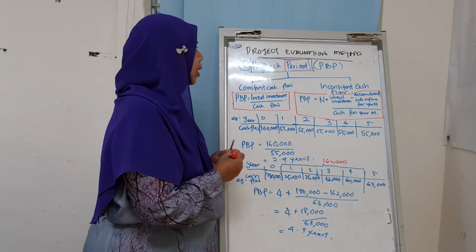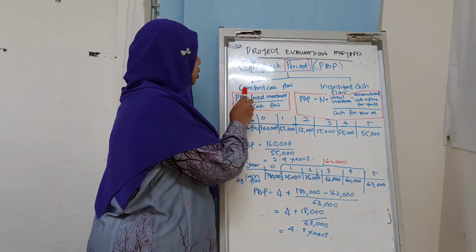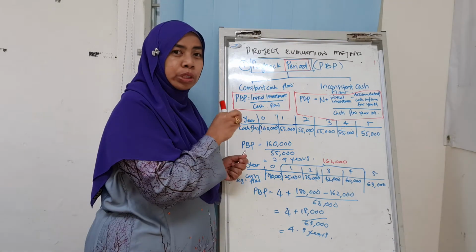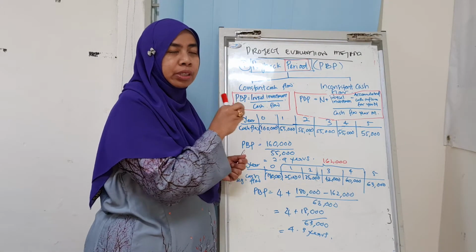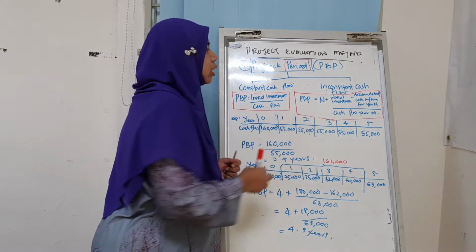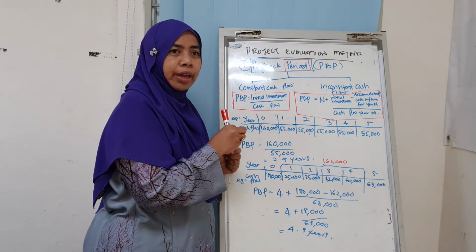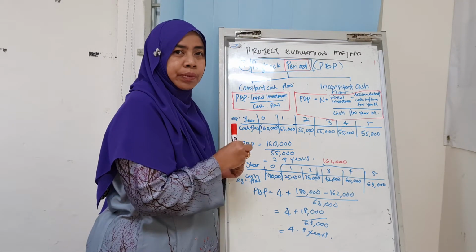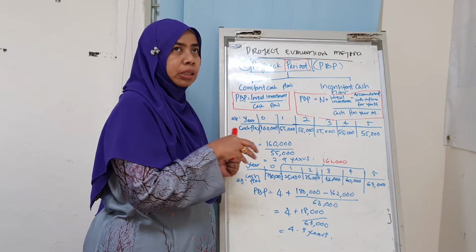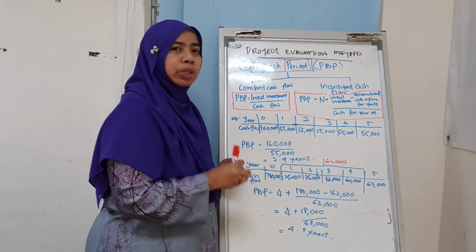Alright, in payback period they have two types. The first is constant cash flow, the second is inconstant cash flow. Constant cash flow maksudnya every year the cash flow, yang maksudnya duit yang masuk dalam projek itu, is the same, right? But in inconstant cash flow it's not the same.